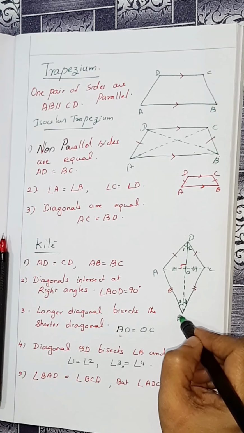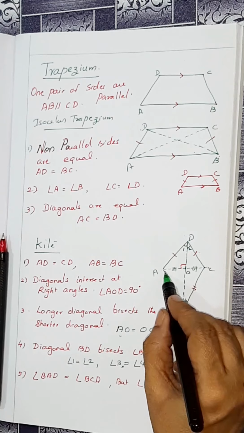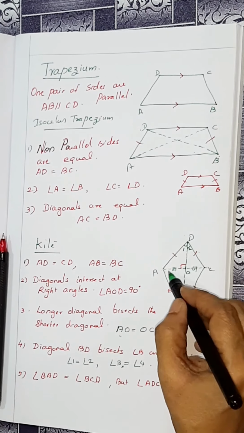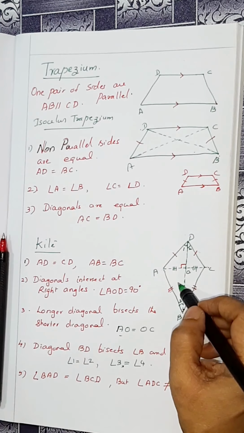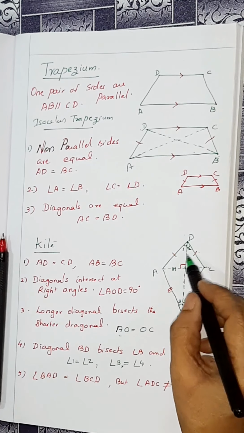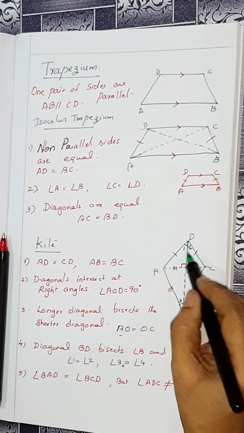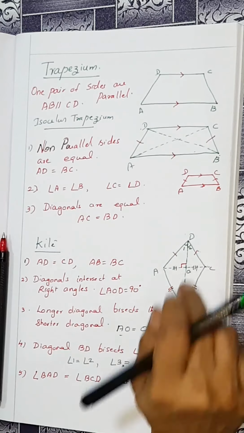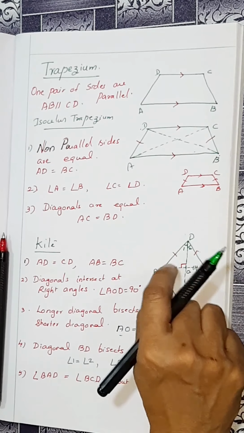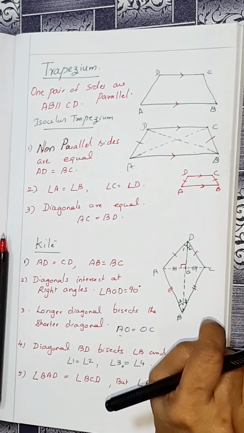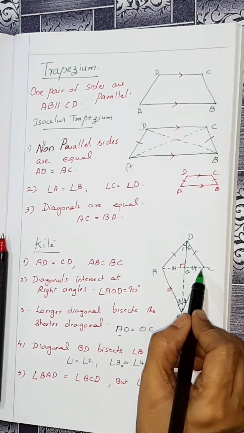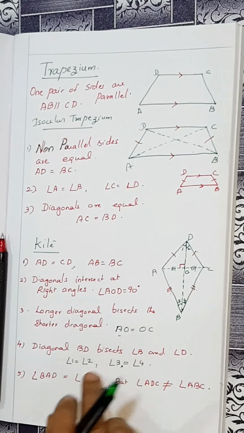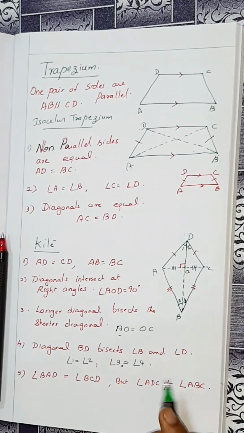Then BAD, this is the full angle, is equal to BCD. This you can prove using SSS congruence. Consider these two triangles. This is equal to this, this is equal to this, and this is the common side. So by SSS, we can say both the triangles are congruent. Therefore, angle A will be equal to angle C. So these two are equal, and similarly these two will be equal. That's how we are able to prove these.